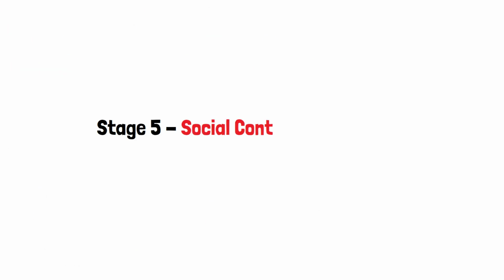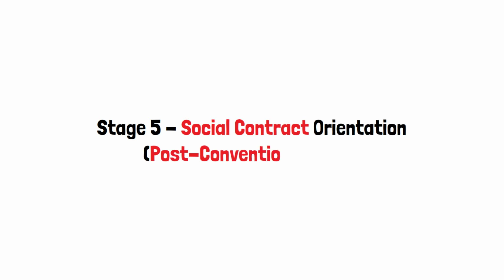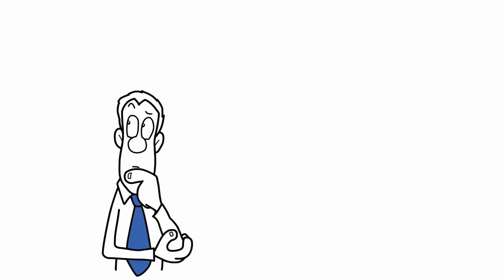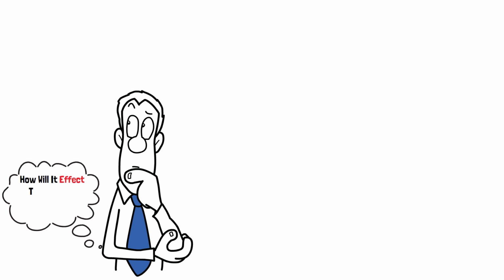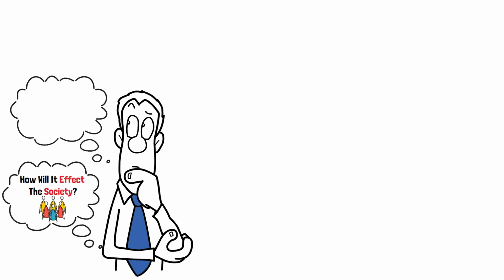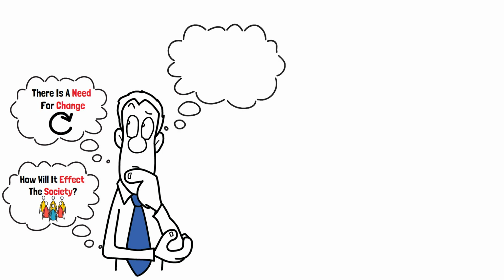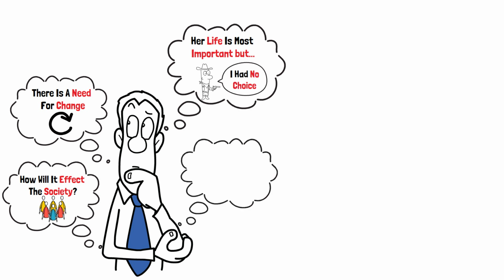Stage 5. Social contract orientation, post-conventional stage. At this stage, individuals recognize the importance of individual rights and social agreements. They consider the broader ethical implications of their actions. If your moral thinking aligns with this stage, you will place emphasis on the need for systemic change. In the case of John, your priority is to ensure the well-being of his wife. However, you understand that if one person is permitted to steal, it could lead to a situation where everyone feels entitled to do so. Therefore, you consider the necessity of finding a long-term solution.